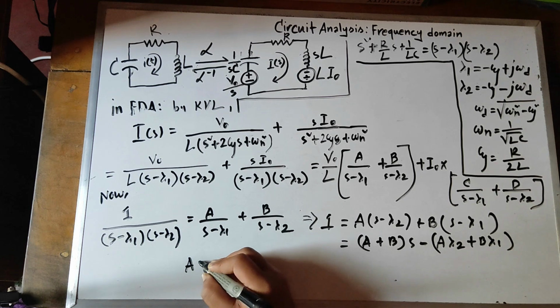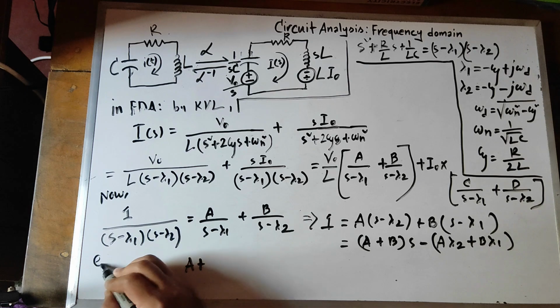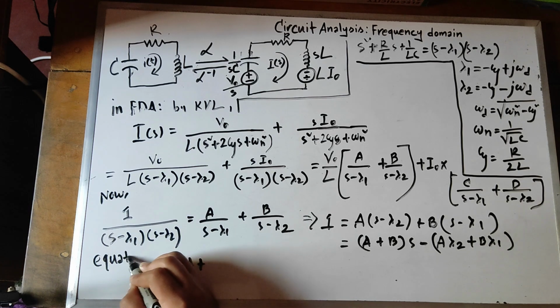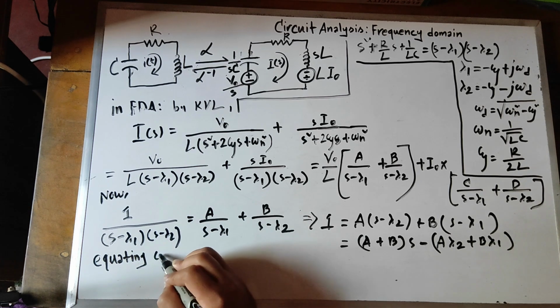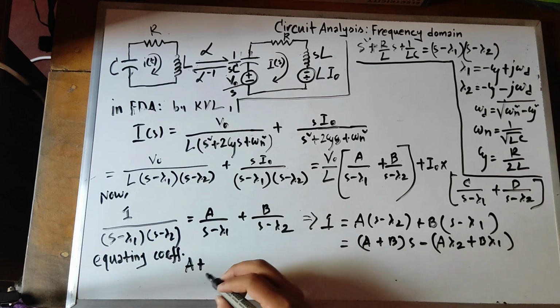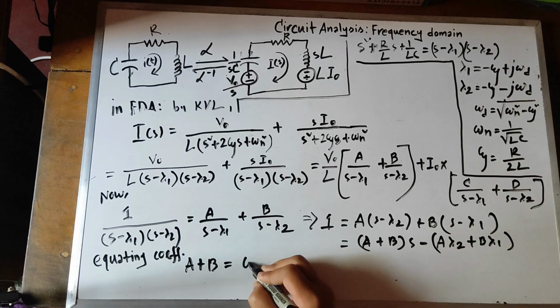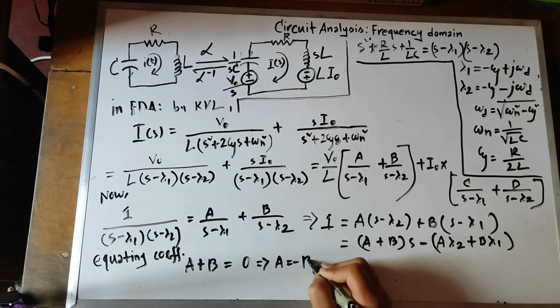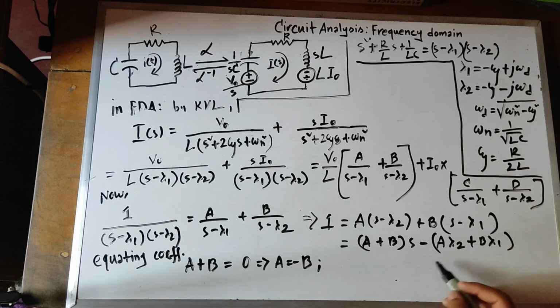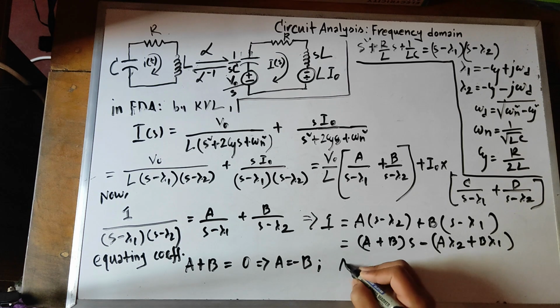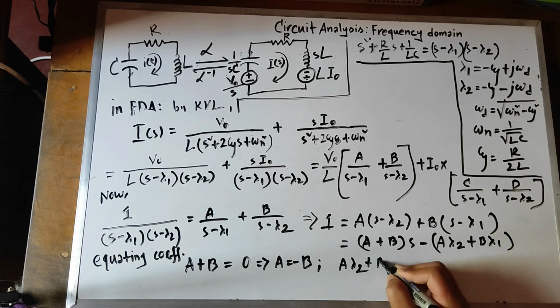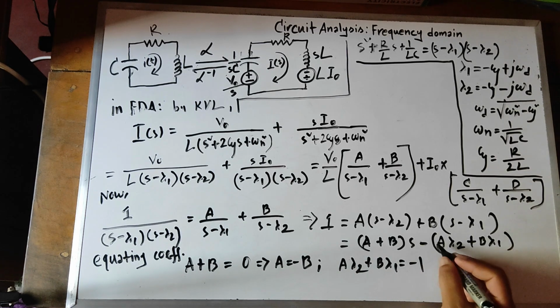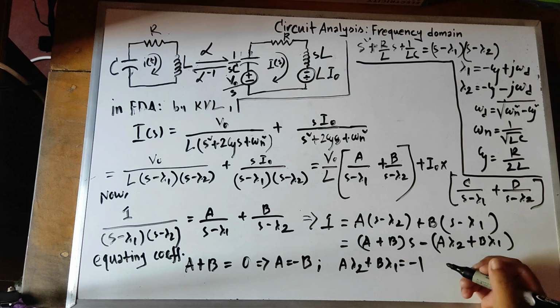So, equating the coefficients, A plus B equals 0, so A equals minus B. Now A lambda 2 plus B lambda 1 equals minus 1, so we are taking the minus to the right hand side of 1.